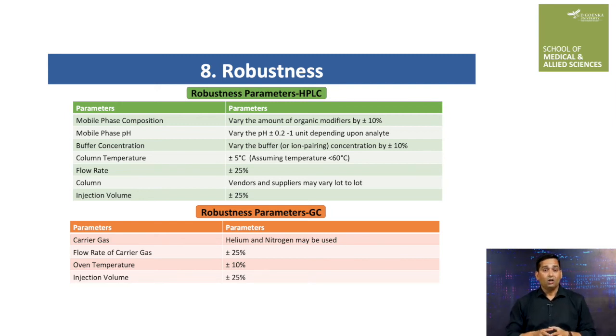Likewise, chromatography conditions in gas chromatography can be varied to validate robustness of gas chromatography method. These robustness parameters of GC are mentioned in the lower table of this slide. If the developed GC method is validated with these robustness parameters, it would produce the expected results within the permissible limit in any laboratory of the world.